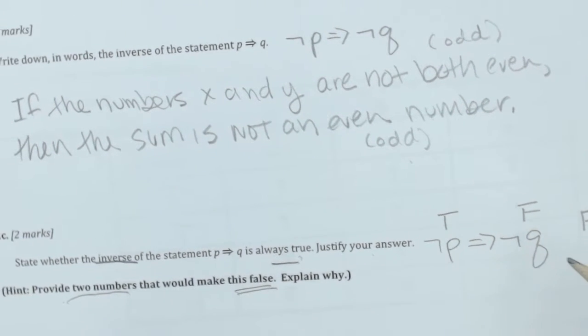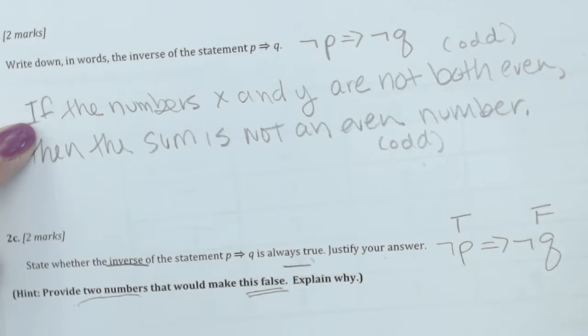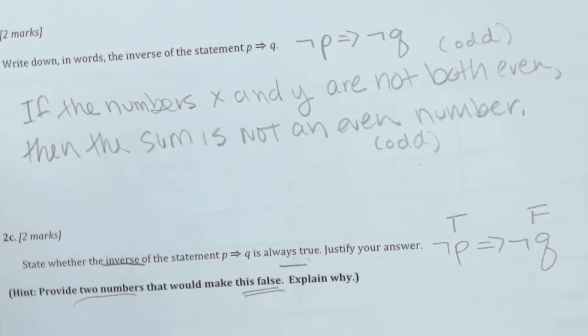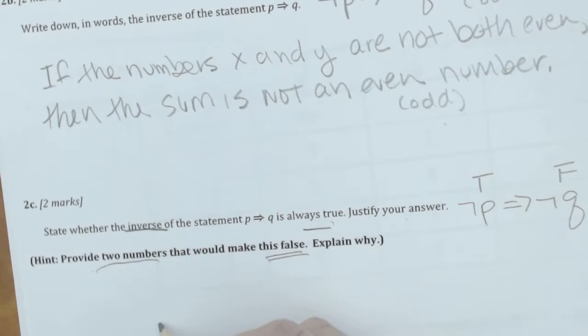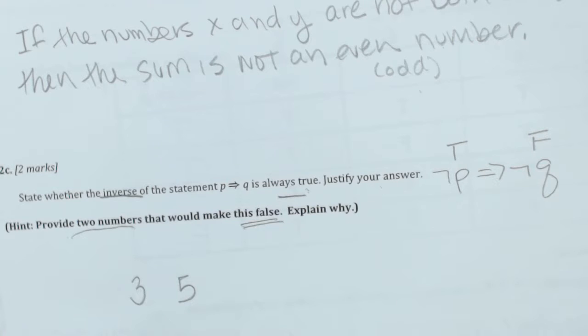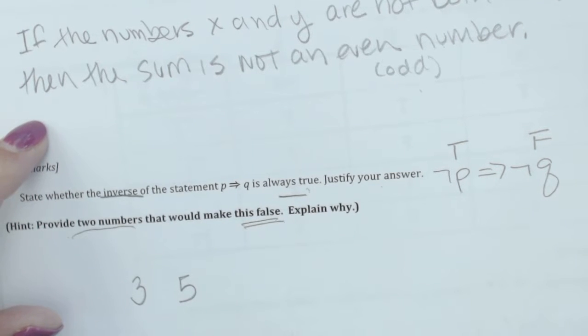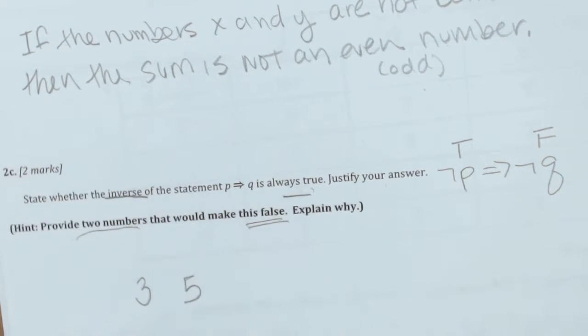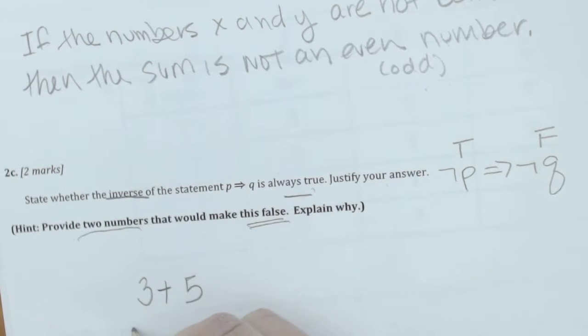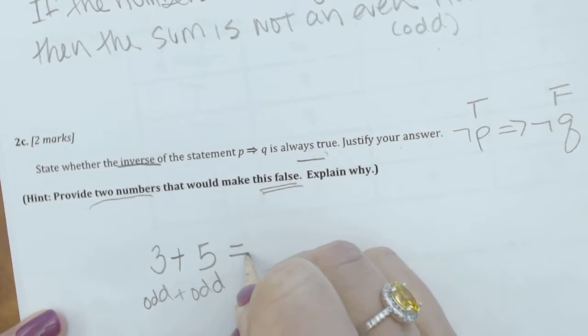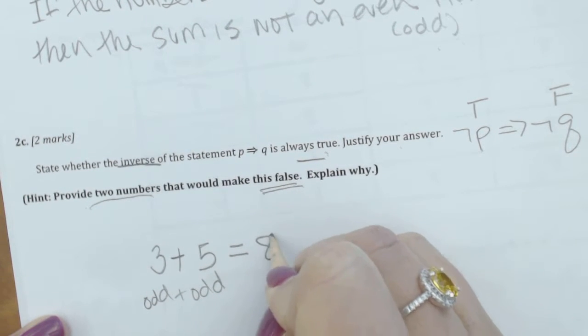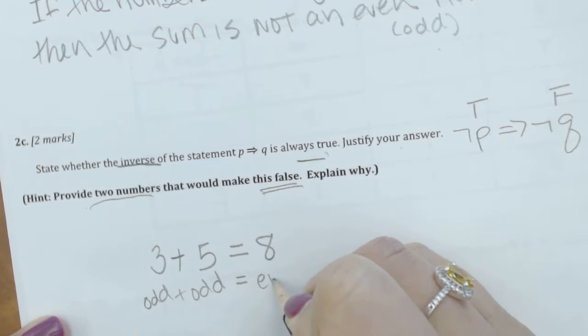So the first part has to be true. So let's go to the first part up here. If the numbers X and Y are not both even, so meaning odd. So think of two odd numbers. I'm going to think of two odd numbers. Let's see, 3 and 5. Those are two odd numbers. I wrote them down. Okay. Now what we have to do is find the sum. It says then the sum. Sum is when we add. So let's add these together. So I'm going to do odd plus odd here equals, write down 3 plus 5 is 8. And so we're going to equal an even number.